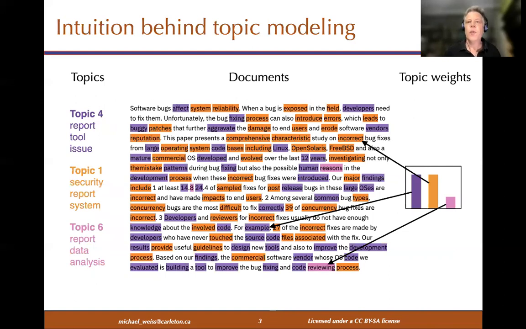Let me build some intuition behind topic modeling first. Topic modeling is about discovering latent topics in a corpus of documents. So we have a document here, and on the left side, we have 3 topics that this document belongs to. On the right side, we have a distribution that shows the degree to which the document belongs to each one of those topics. So topic 4 and topic 1 are the dominant topics for this document. In the middle, the highlighted words show which words belong to which topics.